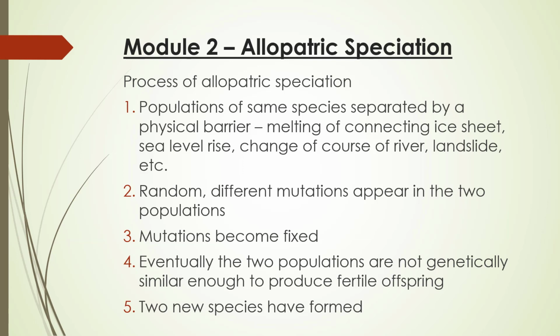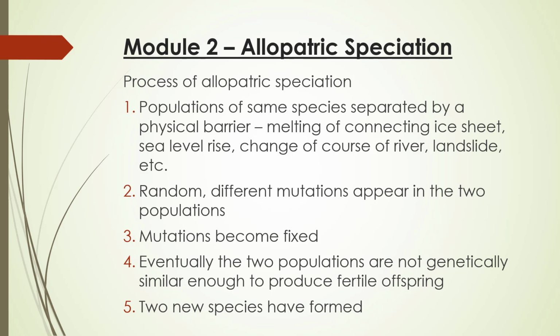Okay, so allopatric speciation. We've been talking about how a species can change over time, but we haven't talked about how species form in the first place. So it happens through allopatric speciation. So you have one species, and they're in populations. We talked about this, and something happens that separates the two populations. You could have some sort of connecting ice sheet melt, sea levels rise and cut the two populations off of each other, a river changes course, there's a landslide, something separates the two populations.